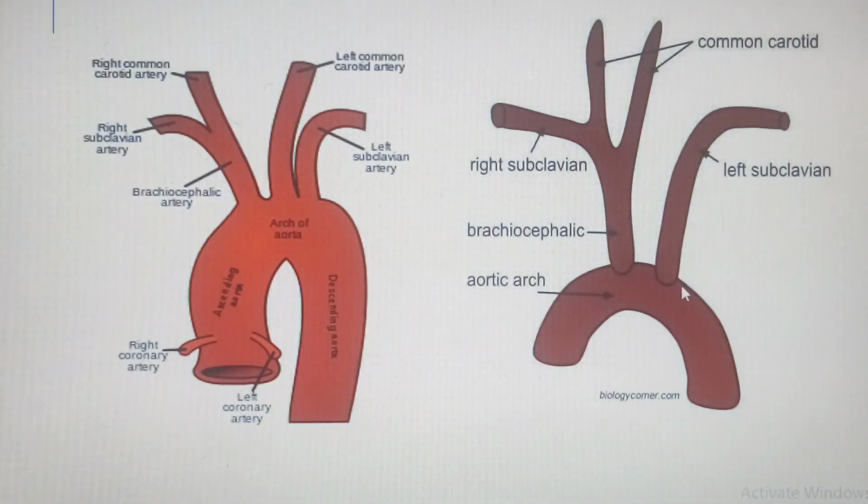So the left subclavian artery will almost always be constant, but the common carotid arteries, both left and right, originate from the brachiocephalic trunk. So this one becomes the right common carotid, and this one becomes the left common carotid. And then of course the right subclavian artery will also emerge. So these are some variations which can take place.